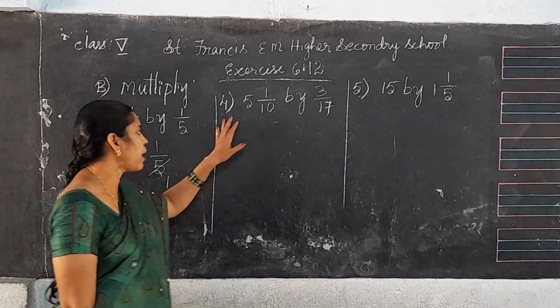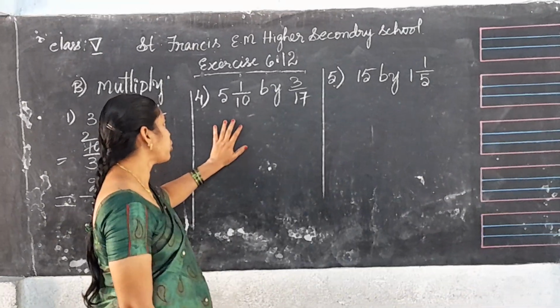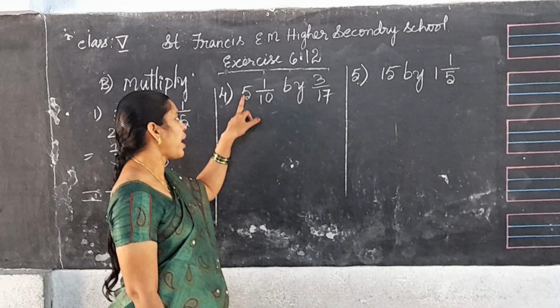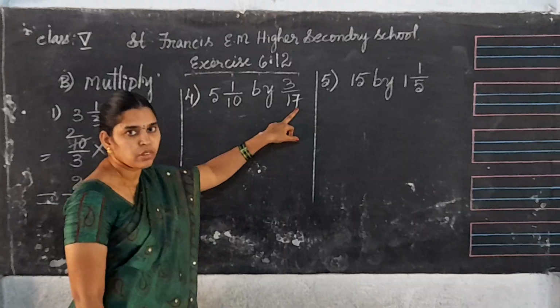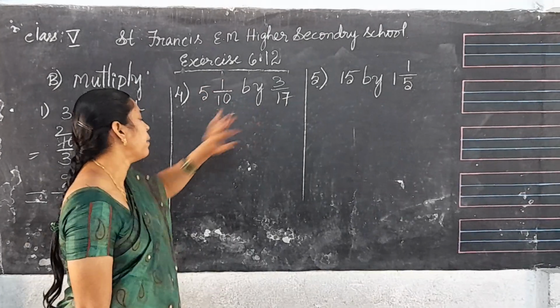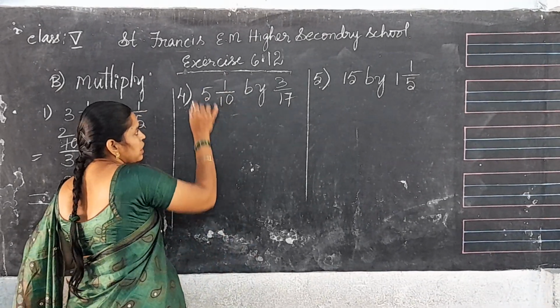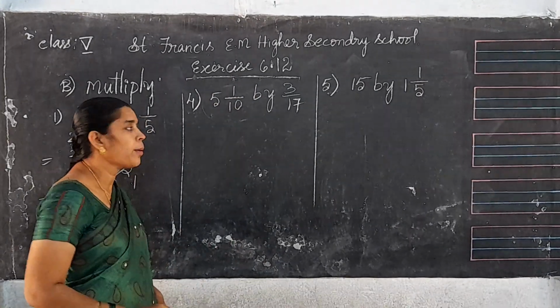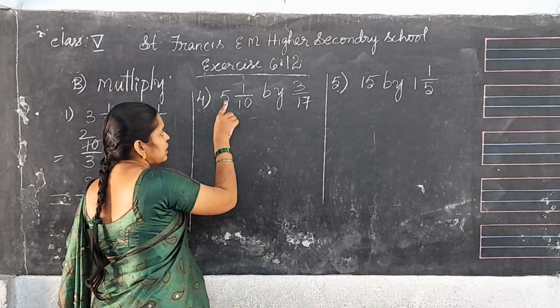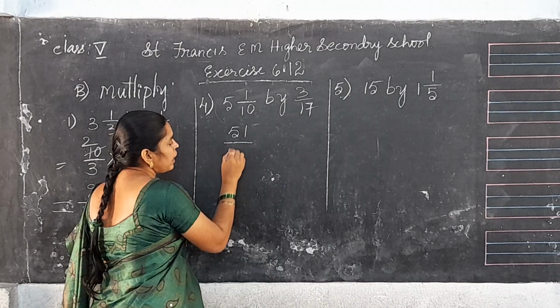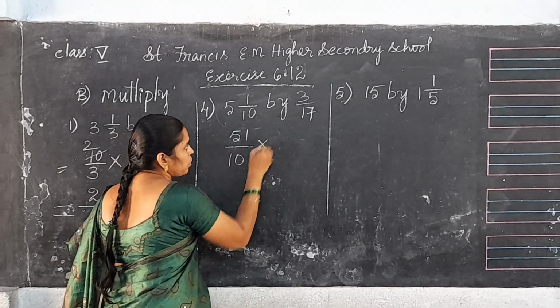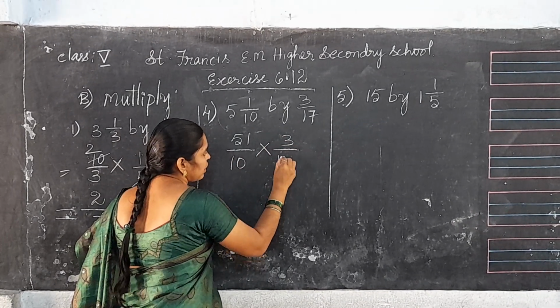Okay. Now I am going to explain the fourth one. See, 5 1 by 10 by 3 by 7. Right? Now this is a mixed fraction. You should convert it into an improper fraction. 10 5s are 50 plus 1, 51 by 10 into 3 by 7.